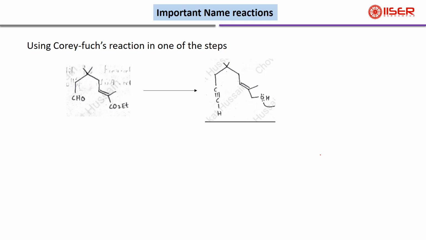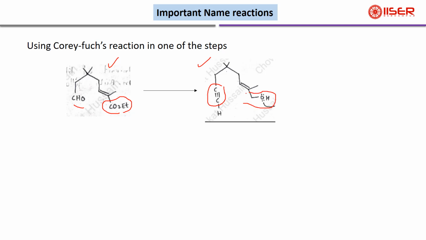Now let's solve this question. We have to synthesize this compound from this starting material, using the Corey-Fuchs reaction in one of the steps. So this is a multi-step reaction. We have to see what is the difference between the substrate and product, and what functional group we have to change or incorporate. Here, the backbone is the same, so only this aldehyde center has been converted to an alkyne with one carbon extension, and this ester has been converted to an alcohol.